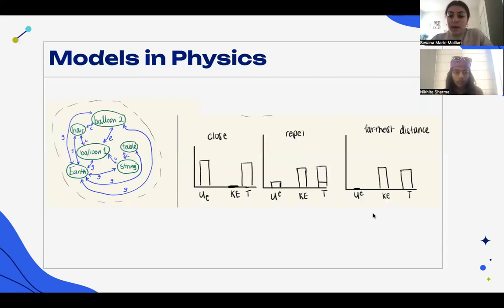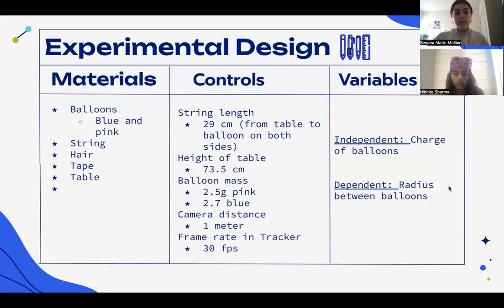The physics models that we have are a system schema, and we also have energy bar charts, assuming that when the balloons are at their closest, they have all electric potential, and as they begin to repel, kinetic energy increases while electric potential decreases, and then when they're at their furthest distance, we just have kinetic energy.